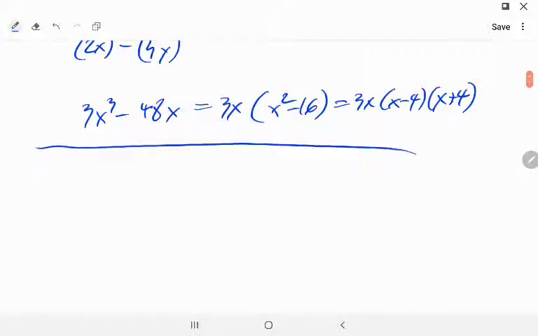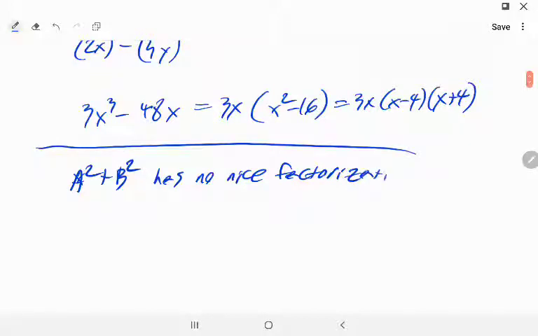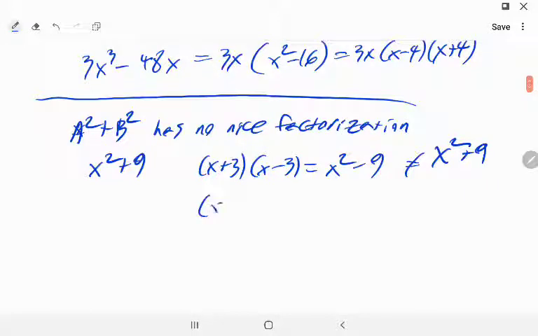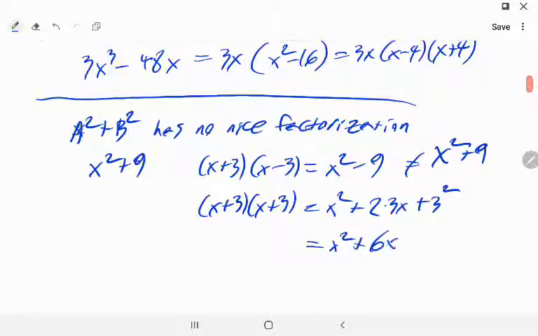One thing to notice is that a squared plus b squared has no nice factorization. So we have to be careful of that. If you see x squared plus 9, we can't do anything with that. If we try x plus 3 times x minus 3, that's equal to x squared minus 9, which is obviously not x squared plus 9. And if we took x plus 3 times x plus 3, remember that's going to give us x squared plus 2 times 3x plus 3 squared, equals x squared plus 6x plus 9. So we get that middle term of 6x, so again, not x squared plus 9. And so in the end, x squared plus 9 is prime.